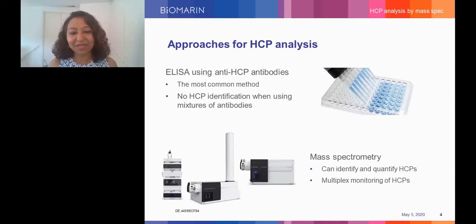The advantage of mass spectrometry is that not only can it identify host cell proteins, but it can also quantify them with respect to a relative quantitation compared to the drug substance, and also an absolute quantitation, so that you can have an absolute number and a limit for what's acceptable and not. The other advantage is that host cell proteins can be monitored by mass spectrometry, just as in ELISA, by monitoring many proteins all at the same time. So there's a multiplexing capability that has become very popular recently.